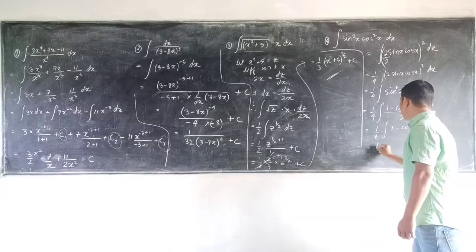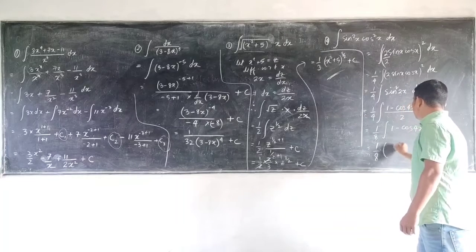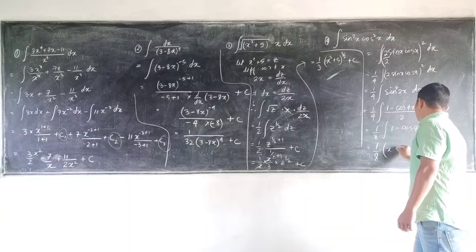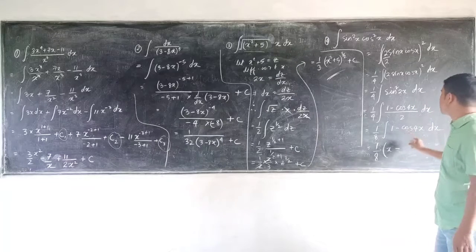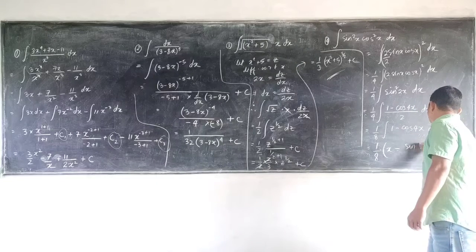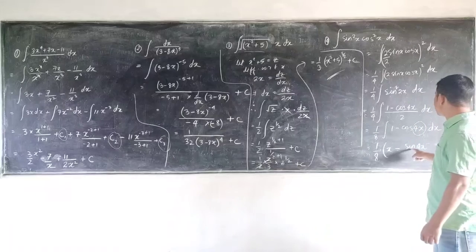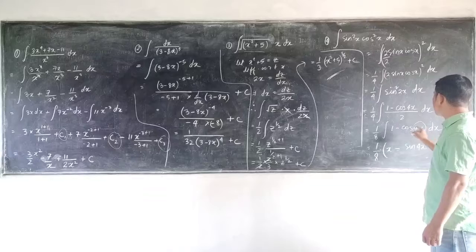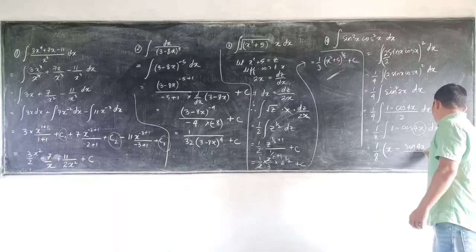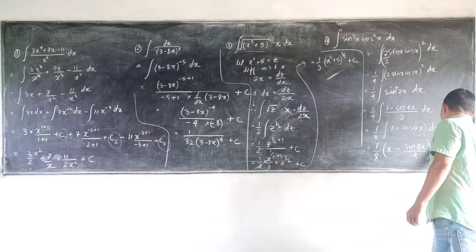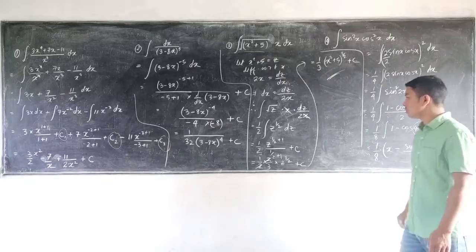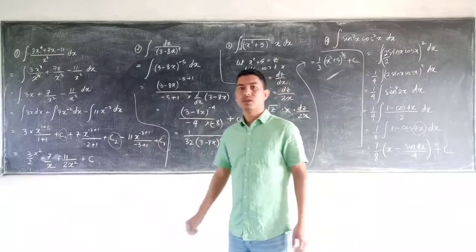So finally, equal to 1 by 8 times the integration of 1, which is x, minus the integration of cos theta, which is sin theta, so it is sine of 4x. Now, since this is not x but 4x, what will I do? I'll divide by the derivative of 4x, and the derivative of 4x is simply 4, plus c. Okay, so this is how we solve the questions related to trigonometry.